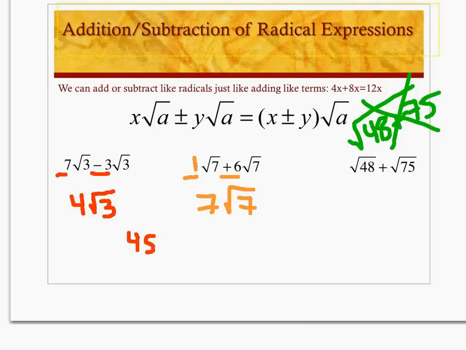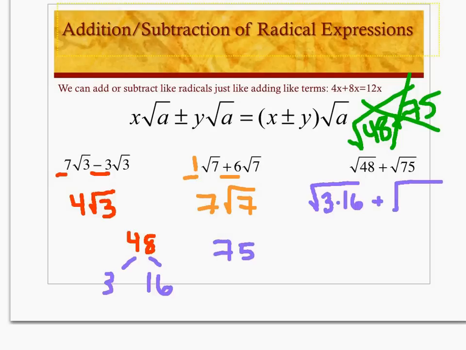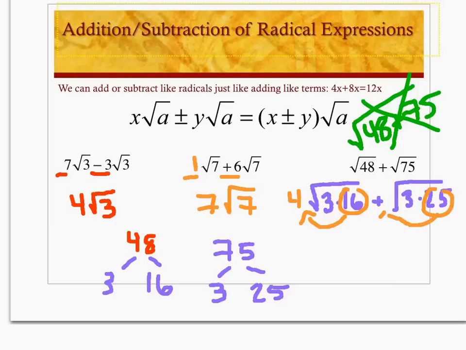So 48 can be broken down into 3 times 16. Well, 16 is a perfect square, right? Its square root is 4. So that means that breaks into 3 times 16 plus, well, the square root of 75. 75 is 3 times 25. So that's 3 times 25, and 25 is a perfect square. So this guy's going to hop out and become a 4. This guy's going to hop out and become a 5. So I'm left with 4 radical 3 plus 5 radical 3.